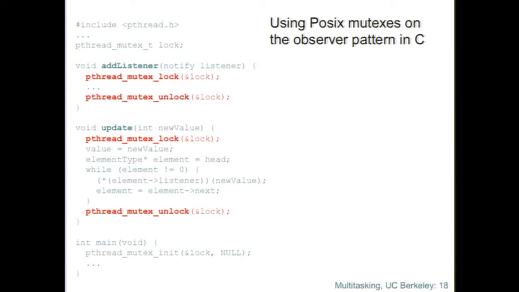But anyway, okay, so if we acquire a lock, we can guard against two threads messing each other up as they're adding themselves to the listener list. We also have the problem that there's a race condition between threads with the updates, right? Because when you update the value, you're then going to iterate through the list of listeners to notify them. Well, what if while you're iterating through the list of listeners, the list of listeners changes? Okay? In fact, it could change in a rather nasty way where this condition is never satisfied and your notification procedure goes into an infinite loop, okay, which would be a real problem.